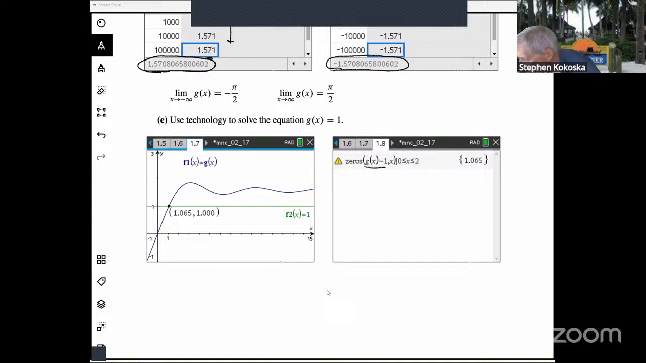And on the right-hand side, what I did is simply use that zeros command once again and find the zeros of this function g of x minus 1 between 0 and 2. And there's my 1.065. So I got the same answer. I feel pretty good about that one.